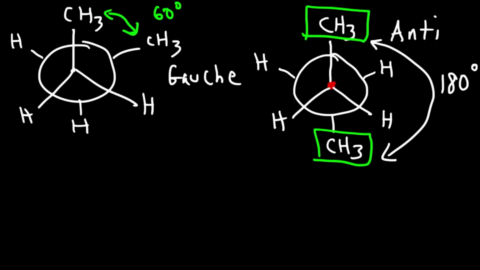Now, there is some steric strain when the methyl groups are close to each other. And so whenever you have this gauche interaction when they're 60 degrees apart, you're going to have this steric interaction. So therefore, the gauche conformation is less stable than the anti-conformation. This is going to be number 1, meaning it's the most stable. This is number 2, the second most stable. Now there are two types of eclipsed conformation that we can draw.